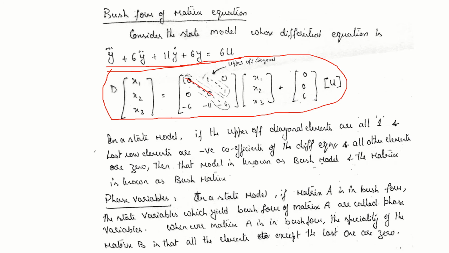This is the diagonal of the matrix. This is what you call the upper diagonal. The speciality of this matrix is that the upper diagonal elements remain 1, the last row elements are the negative coefficients of this differential equation, and all other elements are 0. If a matrix is in this form, we call that form Bush form.